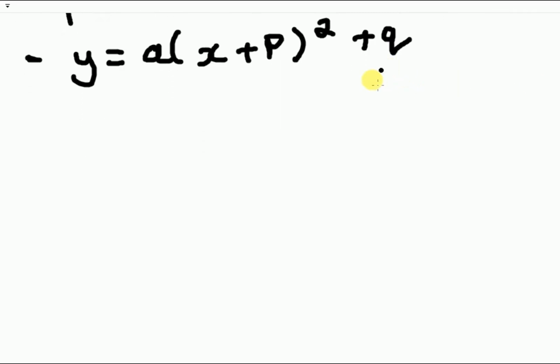Then after substituting the coordinates of the turning point, the only thing that should remain to do will be to substitute the given point and solve for a again.